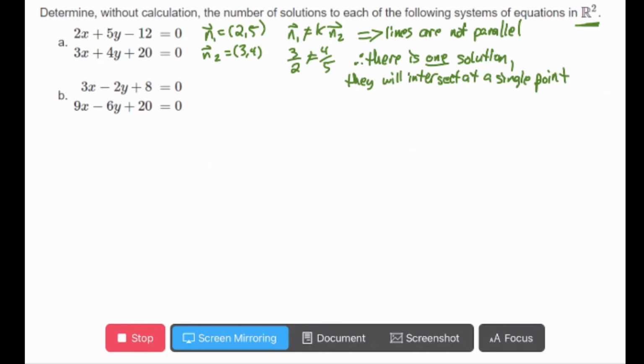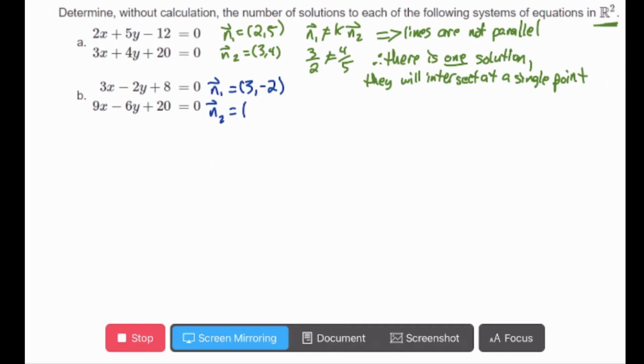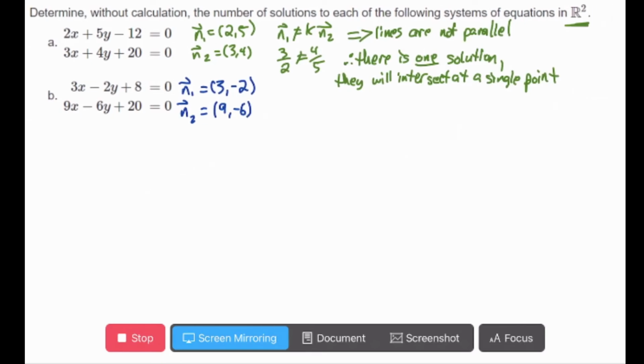I have 2 lines, 3x minus 2y plus 8 and 9x minus 6y plus 20 equals 0. Same as before, I'm going to start by looking at my direction vectors. So for my line 1, my direction vector is going to be 3, negative 2, or my normal vector, sorry. And for my second line, my normal vector is going to be 9, negative 6. And you can probably see right away already that these are going to be scalar multiples of each other, but let's go through and actually confirm.